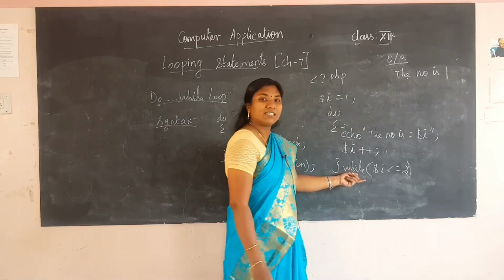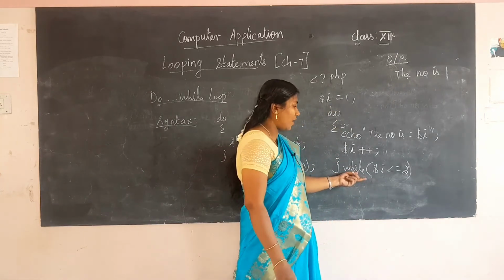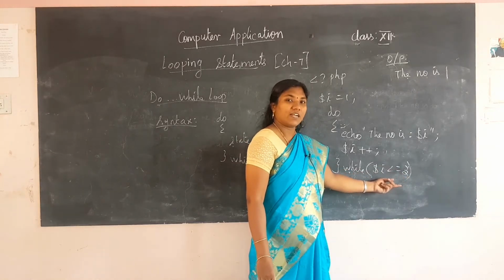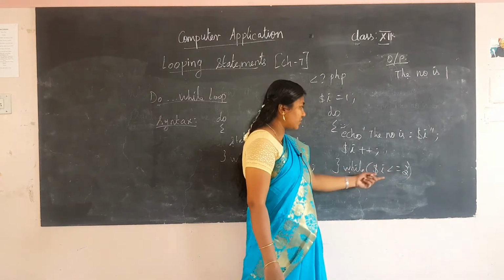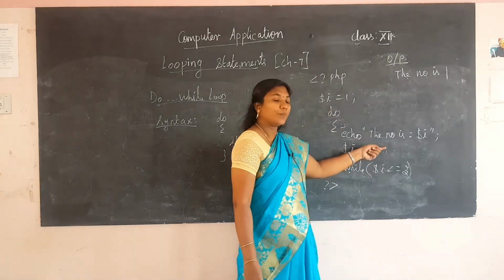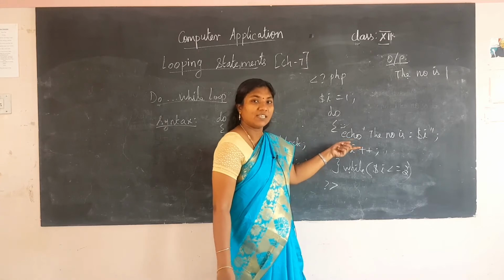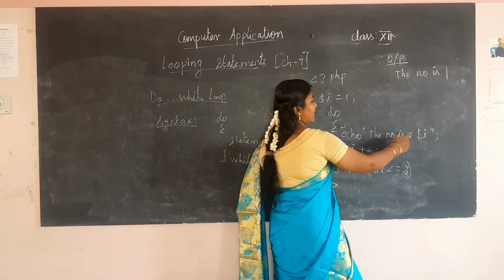Now only it will check the condition. Okay. So, while $I less than or equal to 3, whether 2 is less than or equal to 3. The condition is true. As the condition is true, again it will get into the loop and print. In PHP, instead of the print statement we will be using echo. So, echo the number is $I.